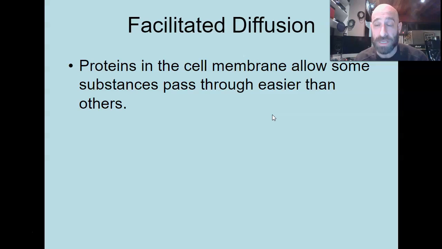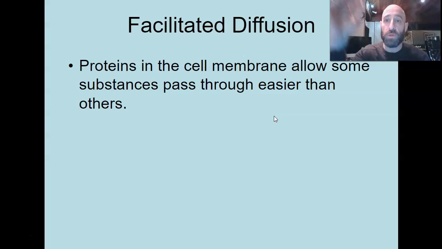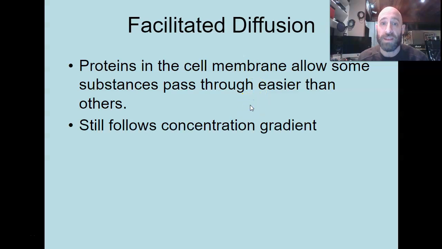You might get these proteins. Integral proteins, we talked about this before, right? Integral proteins go through the entire membrane. They allow some substances to pass through more than others. So that would be called facilitated diffusion. It still follows the concentration gradient. It's still going from high concentration to low concentration, so it doesn't require energy.